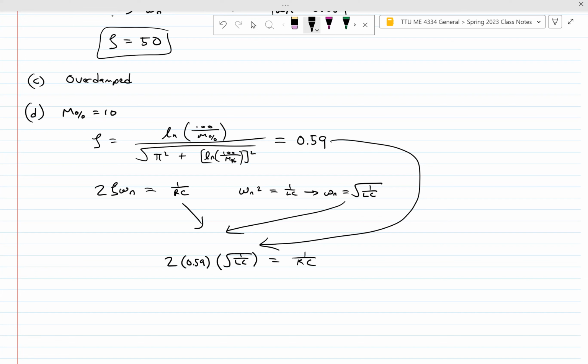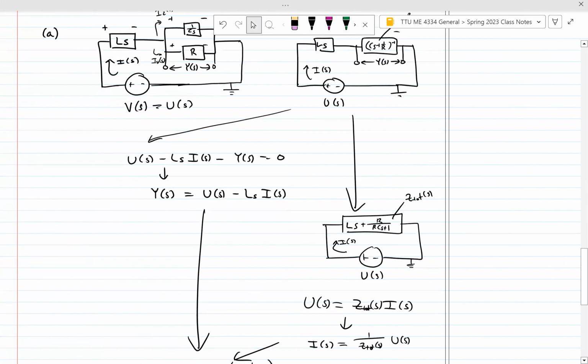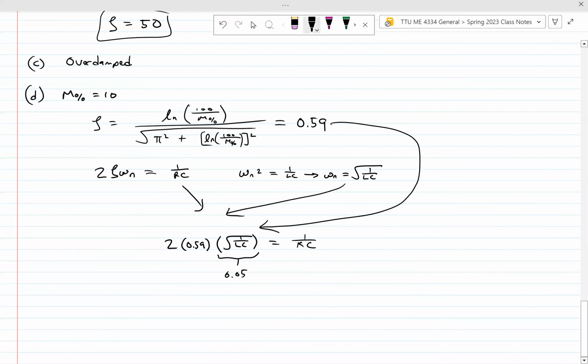R is probably the easiest one here, right? Because we don't have to deal with the square root thing, right? If we have LC already in that square root, let's just keep that the same. Let's keep omega n the same, right? So this was omega n, right? I say let's just keep this number exactly the same that we had before. What was it? 0.05. C was what? I think I made it 2, right? C was 2. Let's solve this equation for R.